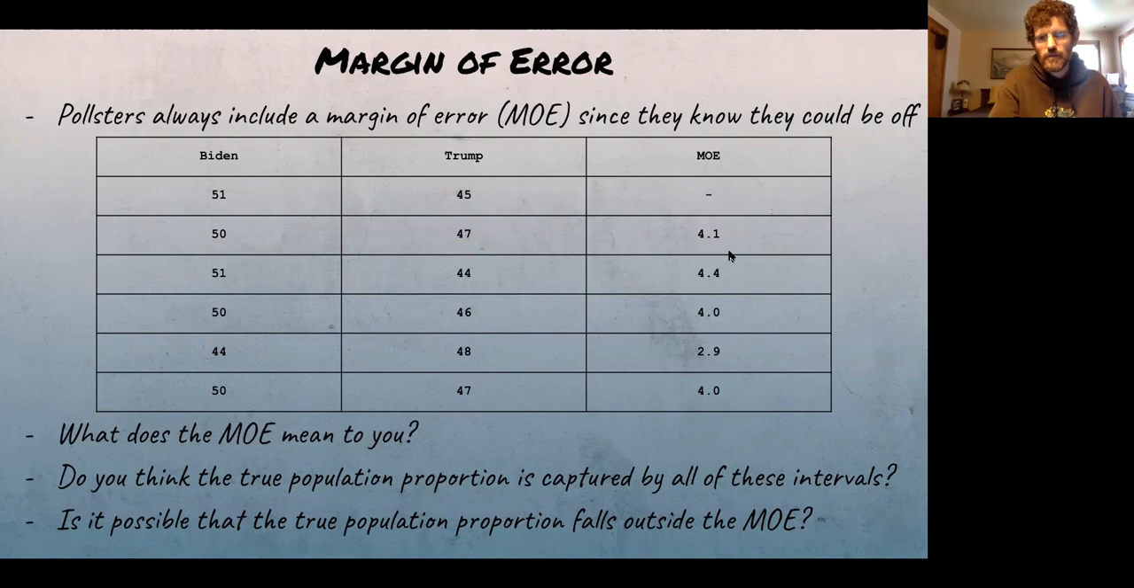But one thing to point out right now is that your margin of error is going to be the same above and below your point estimate. So it's 4.1 above this and 4.1 below 47.